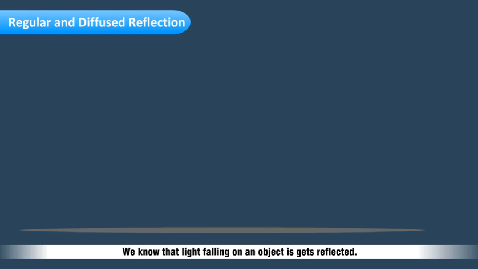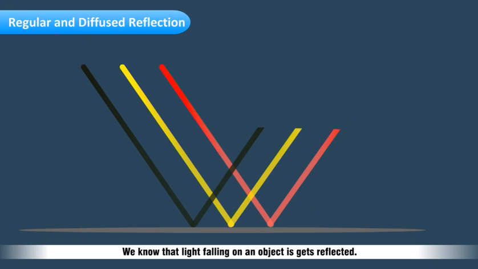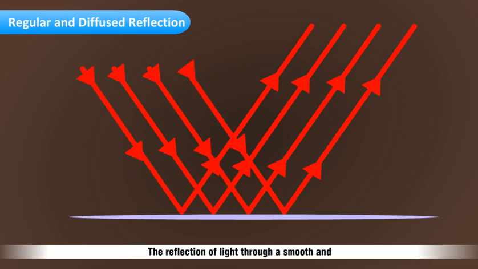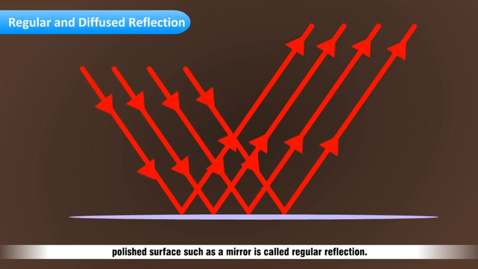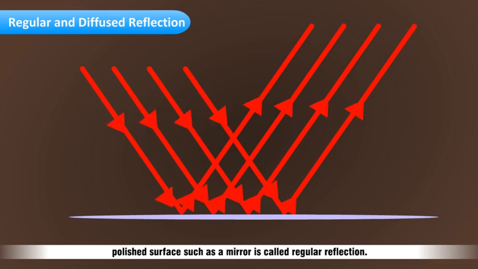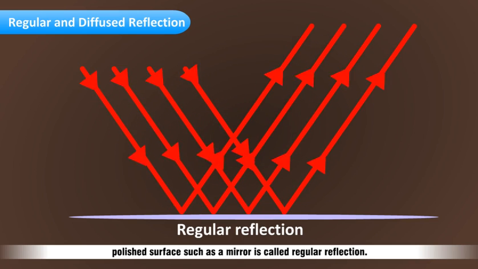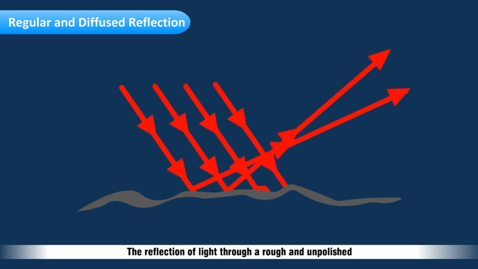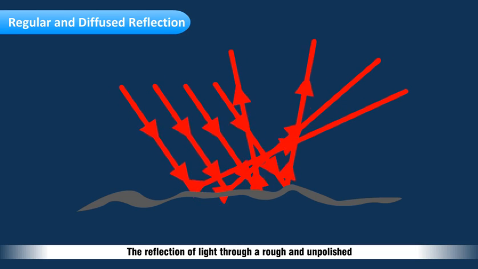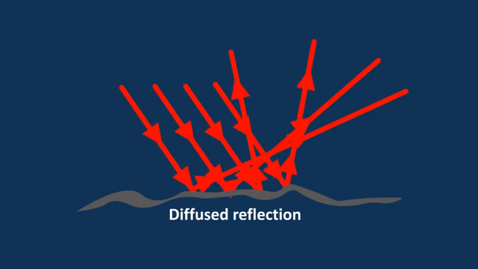Regular and diffused reflection. We know that light falling on an object gets reflected. The reflection of light from a smooth and polished surface such as a mirror is called regular reflection. The reflection of light from a rough and unpolished surface such as wood is called diffused reflection.